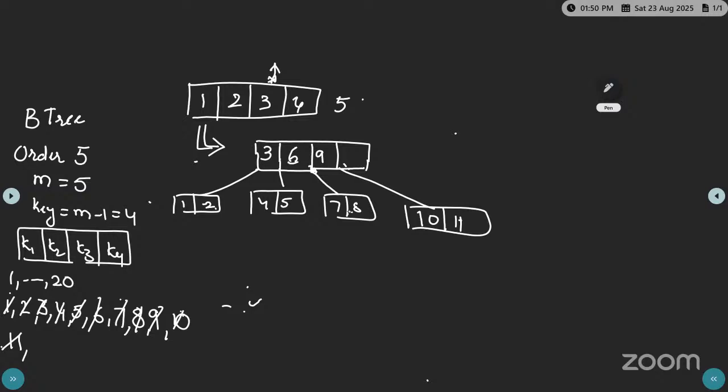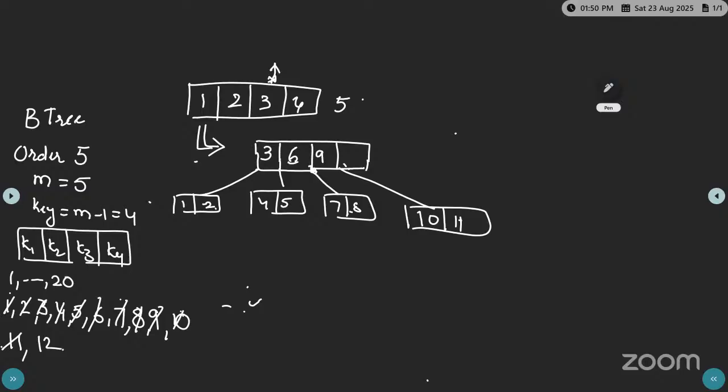Now, I want to insert 12. Yes, here 12. We cannot insert 12 in your root node. Why? Because according to the rules and regulations of your B tree, we can always insert a new element only in the next level after the root node. We must identify it in the leaf after the root node.